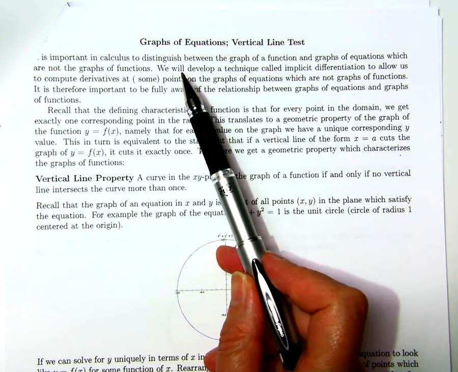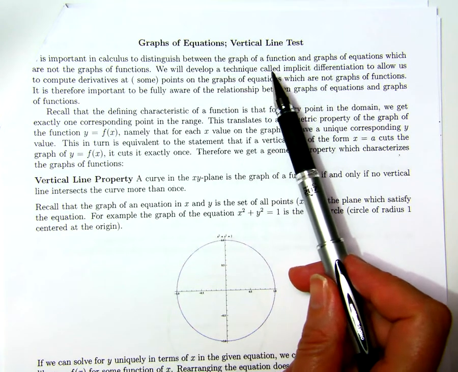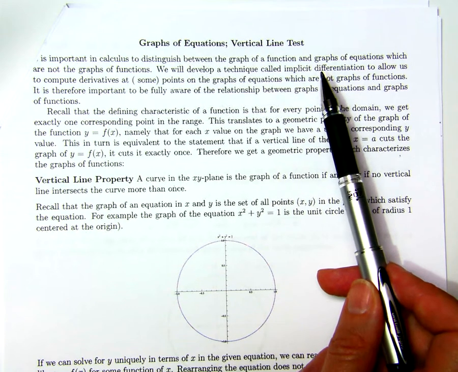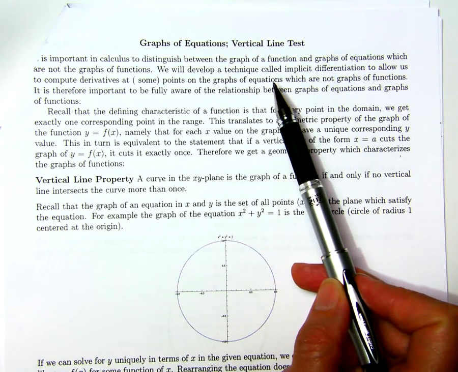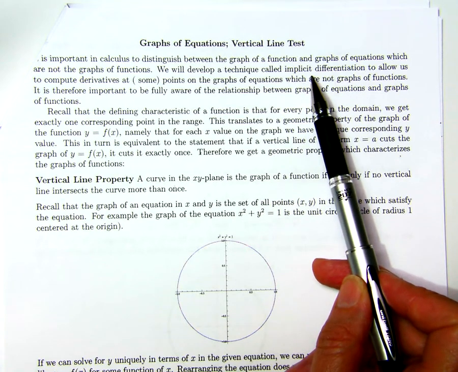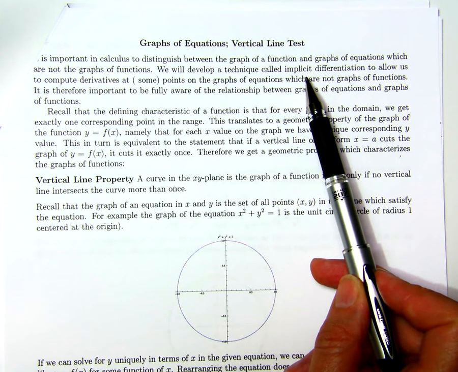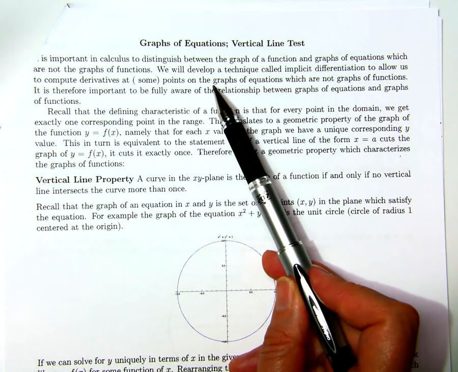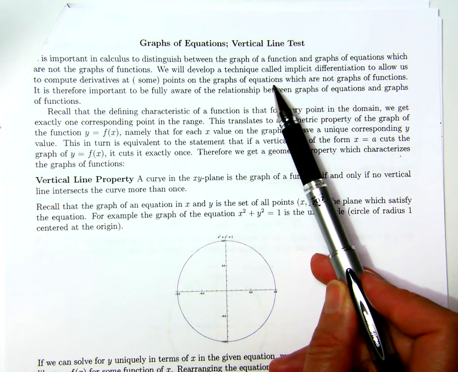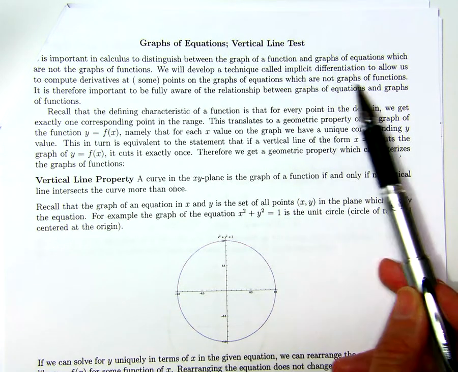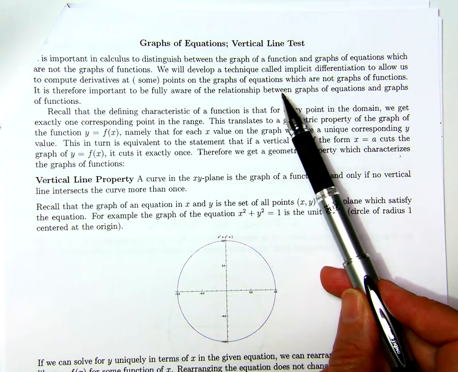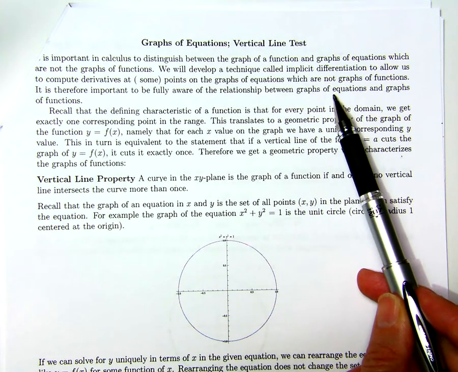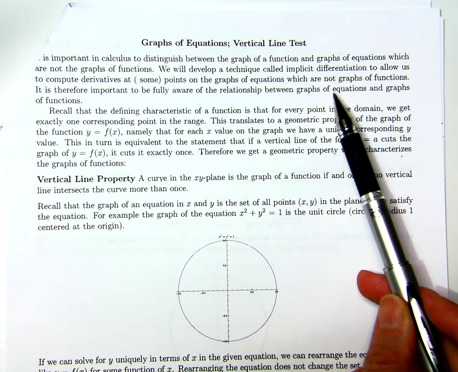It's important to be able to tell whether a graph is the graph of a function or the graph of some equation which does not translate to a function. Later in calculus we first study differentiation, and then we'll study implicit differentiation, which will allow us to compute derivatives at points on graphs of equations which are not graphs of functions. So it's important to know the difference between graphs of functions and graphs of equations that are not graphs of functions.